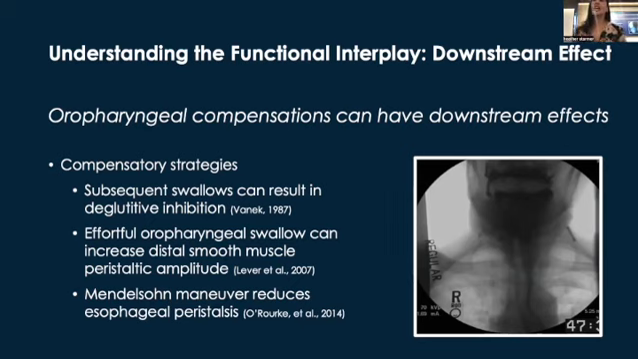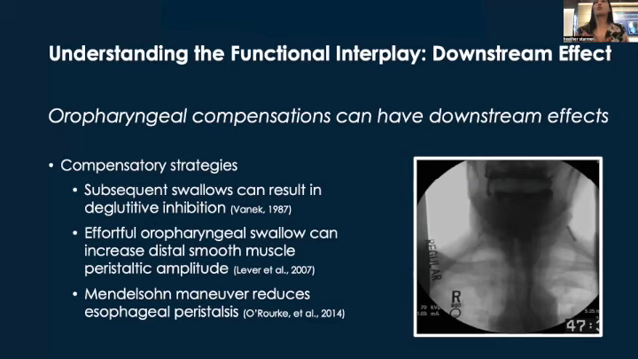And what I mean by this is anything that we give our patients in terms of an oropharyngeal compensatory maneuver may have a downstream effect that we just often overlook. And when we think about some of these compensatory strategies, one of the most popular or common ones that we prescribe as speech pathologists are subsequent swallows. So if you have a patient with a lot of pharyngeal residue, you may have them do a subsequent swallow to help clear out that residue.